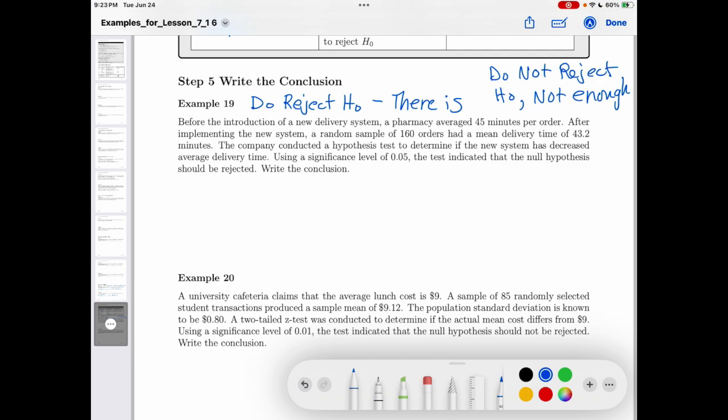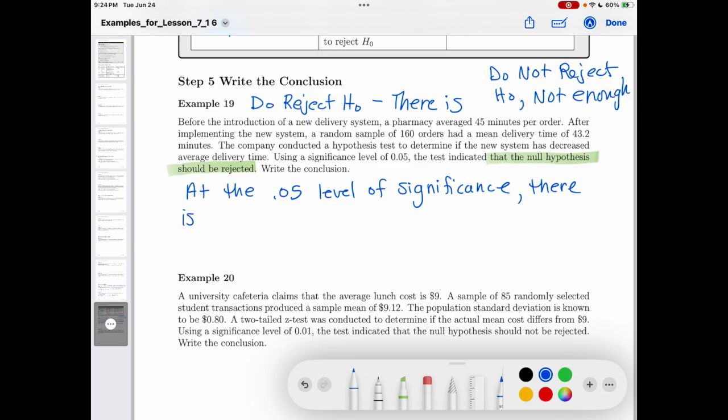So using our template that I gave you on the first page, we have at the 0.05 level of significance. And this is where we say there is or there is not enough evidence to suggest that the alternative hypothesis is true. Now, in this case, the question says that the null hypothesis should be rejected when they run their test. So if the null hypothesis is rejected, then there is enough evidence.